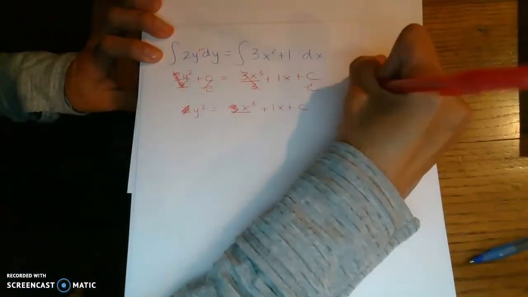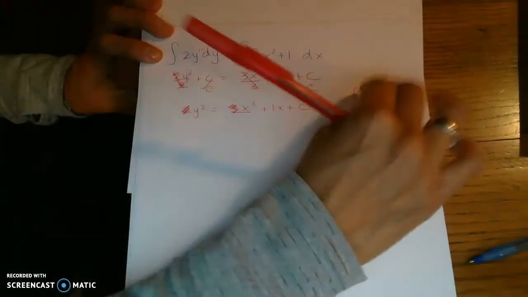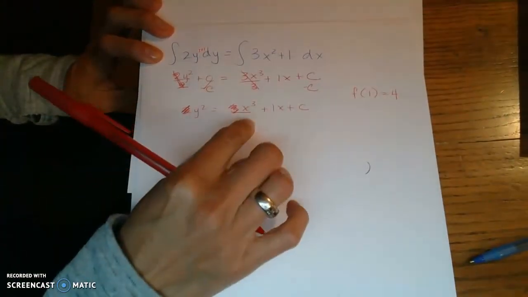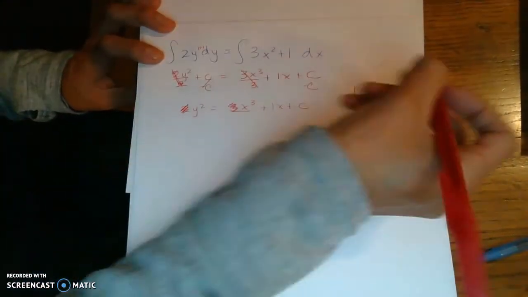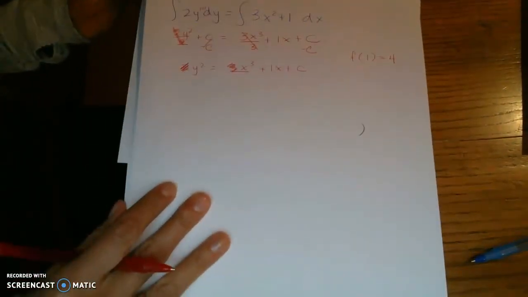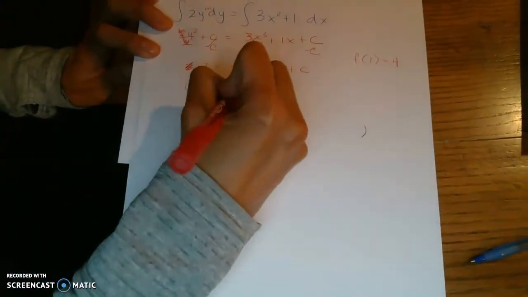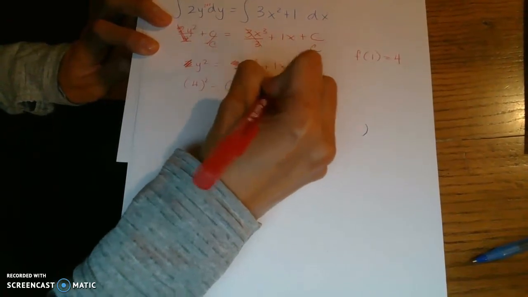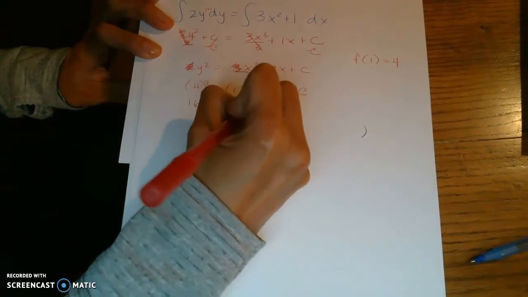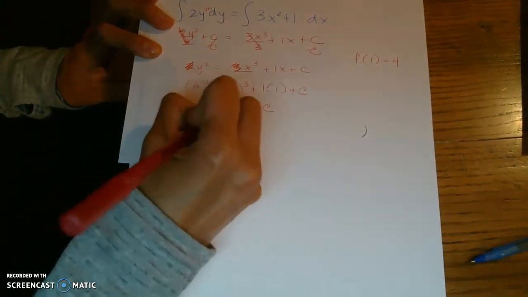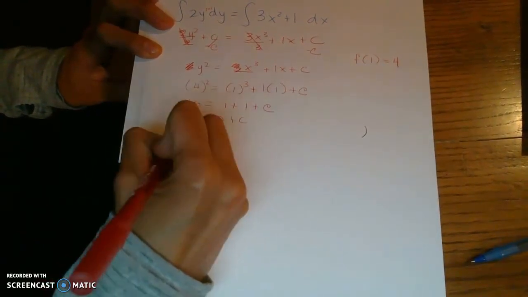They gave me the initial condition, f of 1 is equal to 4. So at this point, even though y is not by itself, I have one c. So I'm ready, I'm comfortable to go ahead and solve for c. I plug in 4 for y and 1 for x. And I get that 16 is equal to 1 plus 1 plus c. 16 is equal to 2 plus c. I minus the 2 over, and I get that c is equal to 14.